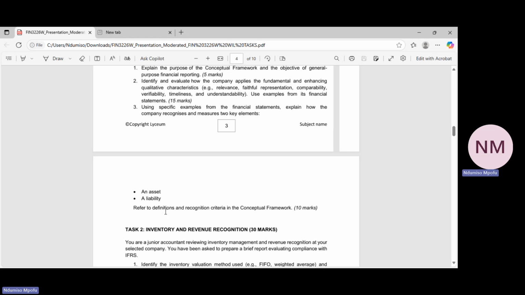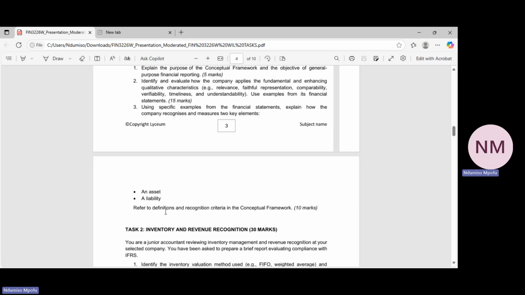The other reason why you should check mark allocation is to avoid writing irrelevant information. Some of you, it's a 10-mark question and then you write 5-10 pages. That's irrelevant. It's 10 marks. Half a page should do. So the question specifies that you look at 2 items, which is an asset and a liability. So an asset will be allocated 5 marks. A liability will be allocated 5 marks. So whatever you do, please take that into account.